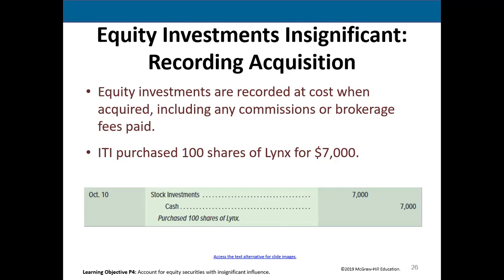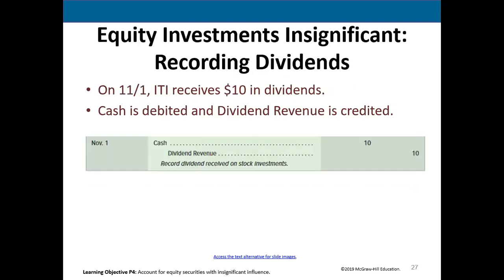So ITI purchased 100 shares of Links for $7,000, and just assume that included the broker's fees. We debit stock or equity investments, $7,000, and credit cash. I like just debiting stock investment. Now remember, this company, the investor, has insignificant influence. They don't own more than 20% of the other company.